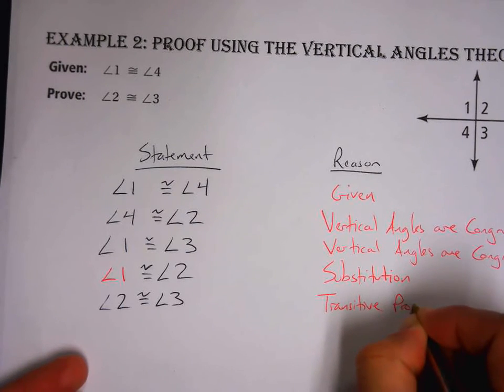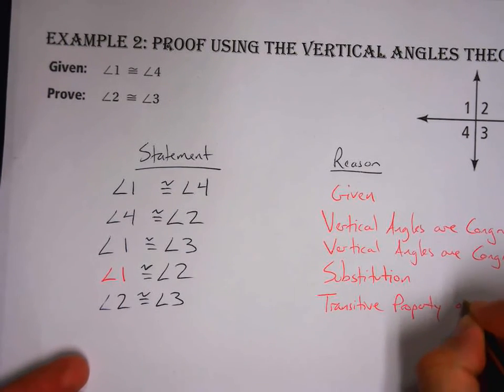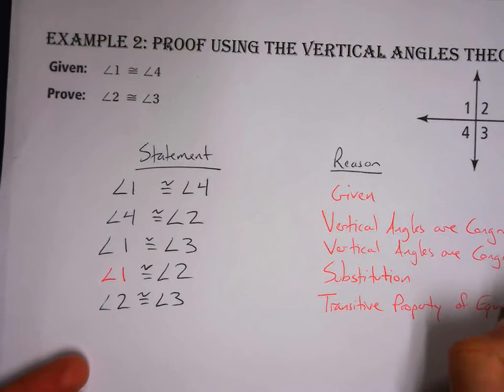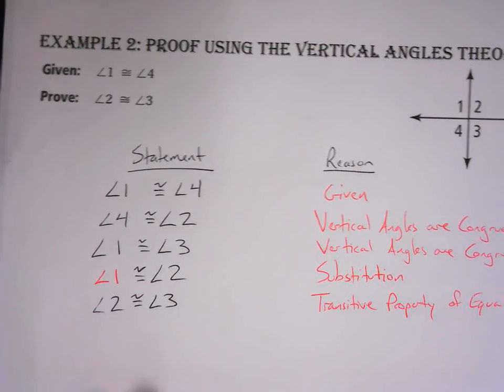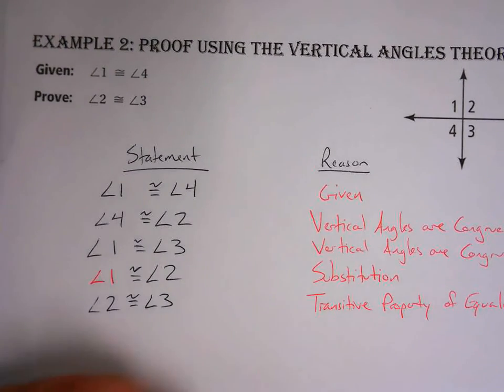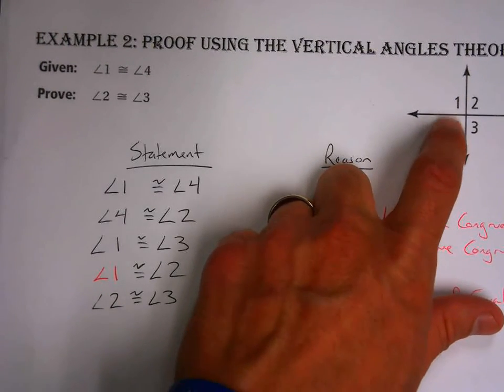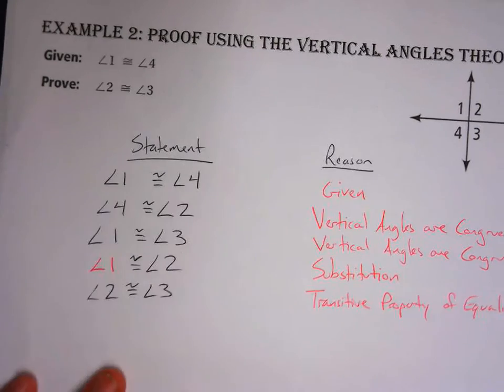So, transitive property of equality. And we can now say that, and guess what we have established? We've established that those two angles are congruent. Angles 2 and 3 are congruent. So if angle 1 is congruent to angle 4, then angle 2 is congruent to angle 3 in this particular case.